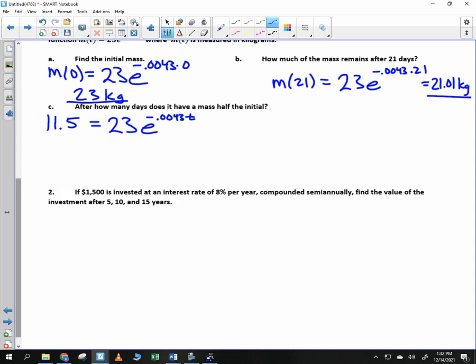So we just said that in this problem, you're given the mass, you want to find the time. So let's talk about how to solve that equation. What do you do? I want to get at t, so I'm going to have to move that thing, and that thing. Which moves first? Divide by 23. Thank you. And I get 1/2 is equal to e to the negative 0.0043 t.